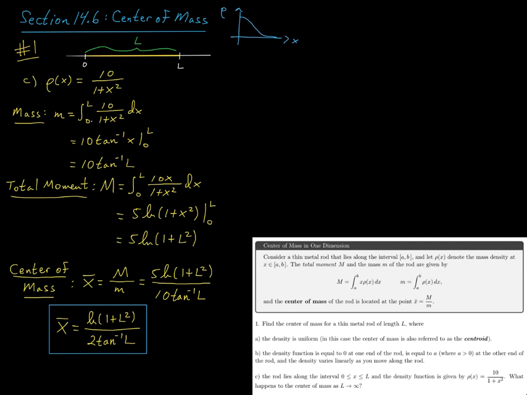And so now let's go ahead and do the calculations. Again, I've done these ahead of time. So for the mass, we're just integrating the density. That's going to give you an arctan and evaluate there. Remember, arctan of 0 is 0, so you get 10 times the arctan of L.